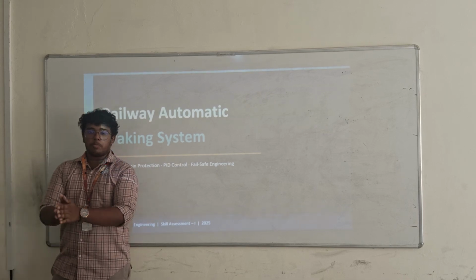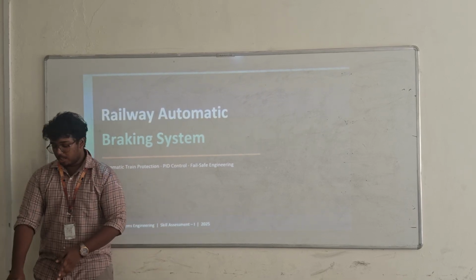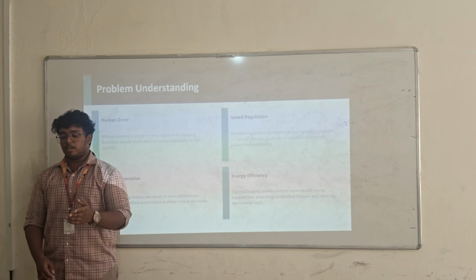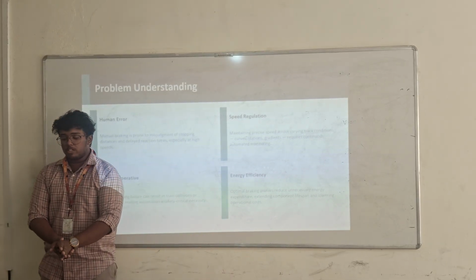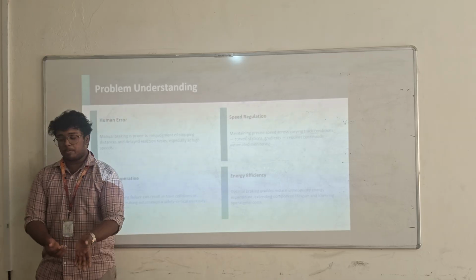I'm Jacob. My topic is the automatic railway braking system. First, we need to understand the problems here. Human error: manual braking cannot work at all times, especially at high speeds.